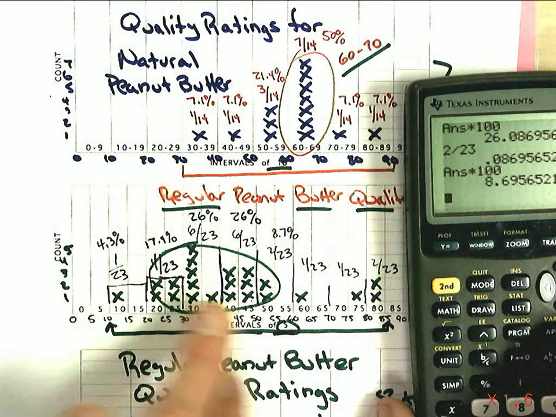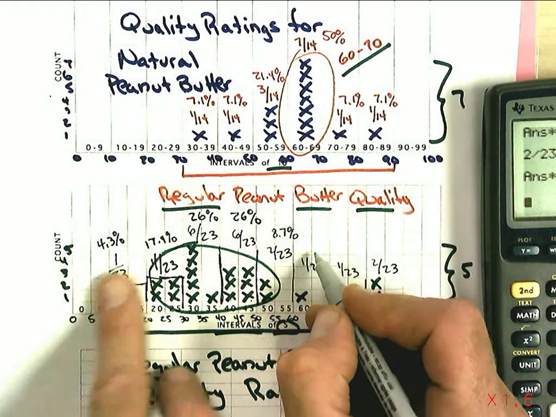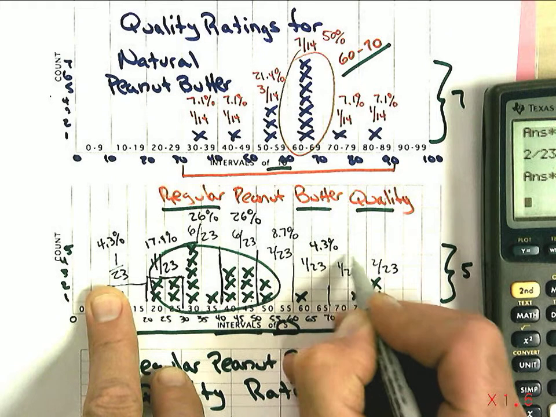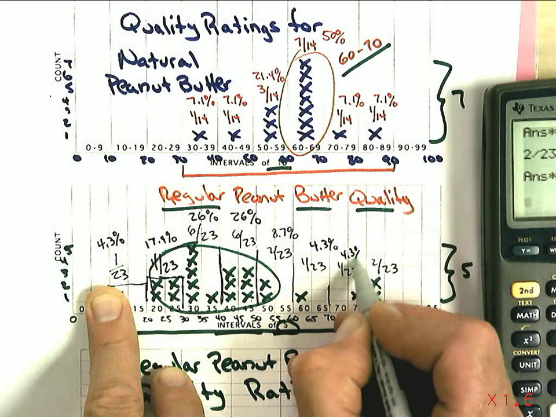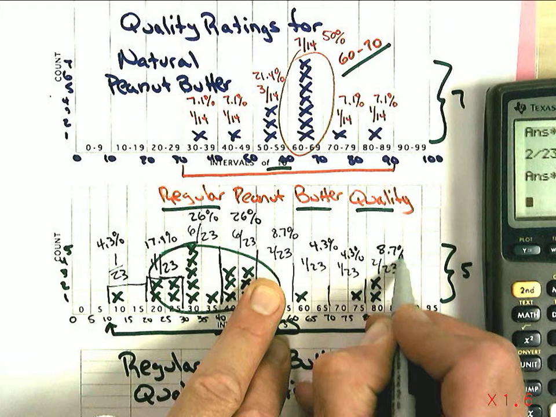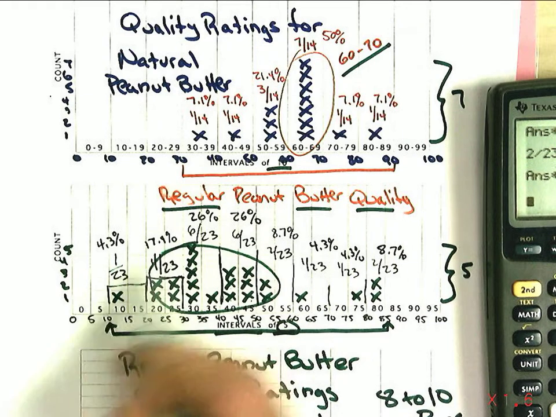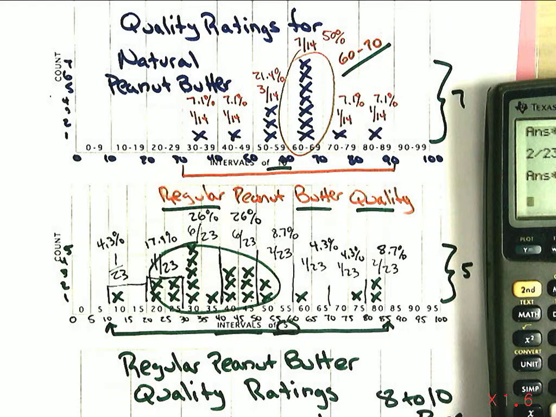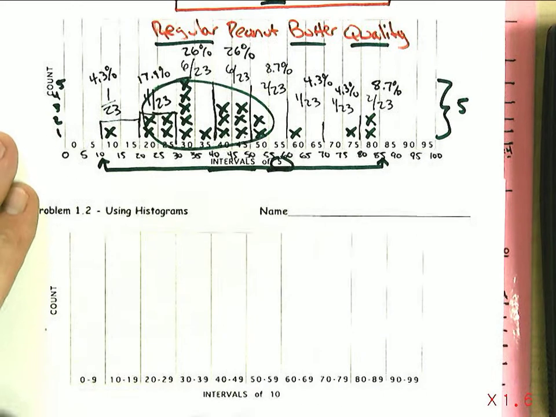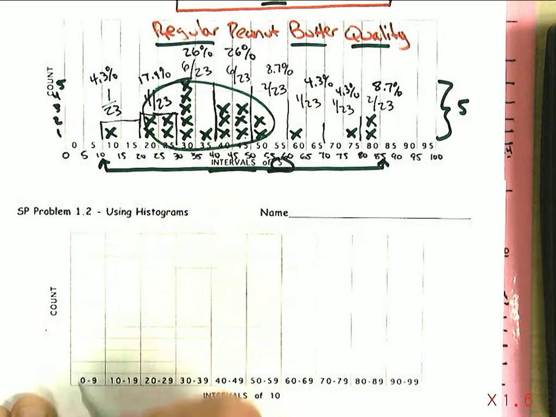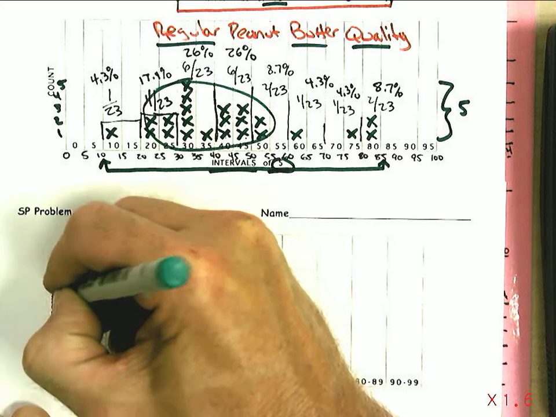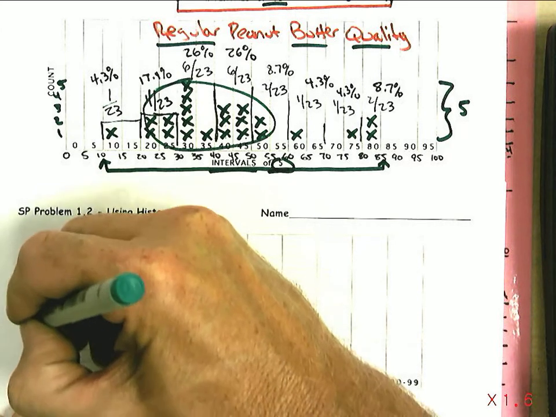And we've already done 1 out of 23, which is 4.3%. And another one of those. And then the 2 out of 23, which we already did, is 8.7%. So now we have them all as percents. And so now I want to transfer that onto a histogram using percents. So as a percent count or a percent frequency, so we're going to use percent here, which is relative frequency.